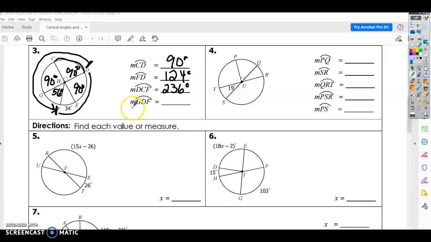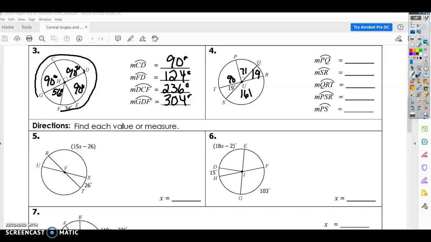All right, and then we're going to look for the last arc measure, which will be GDF. So arc GDF, so here's G. It's got 3 letters, so we know it's a major arc. So we're going to go GDF. So basically 360 minus 56. So that's going to be 304 degrees.